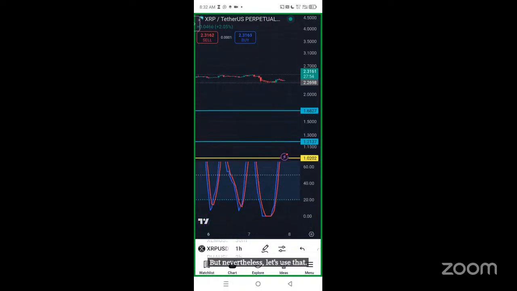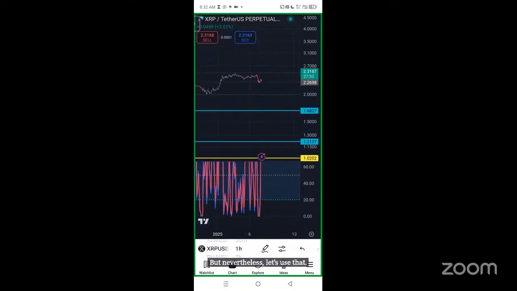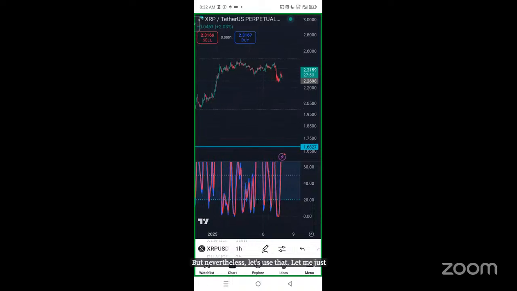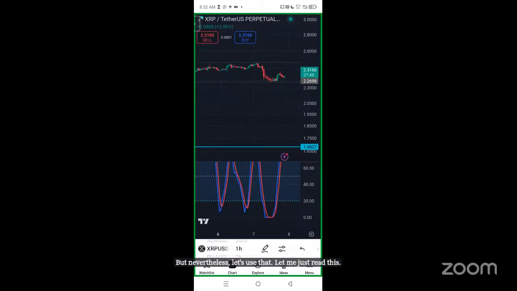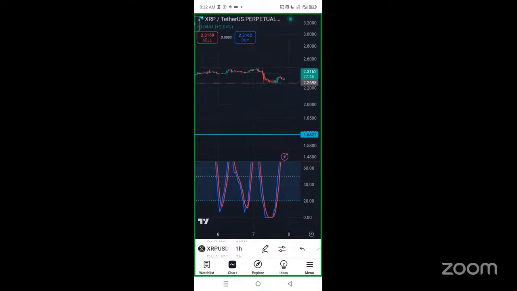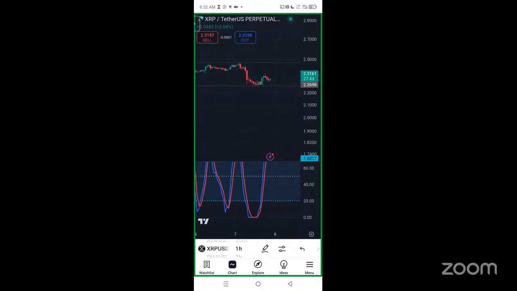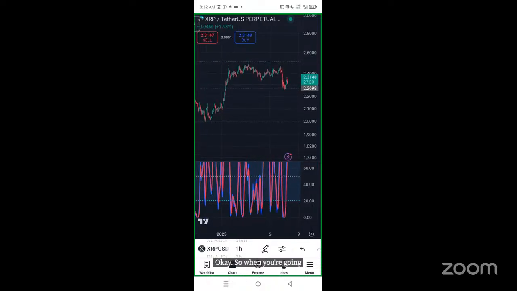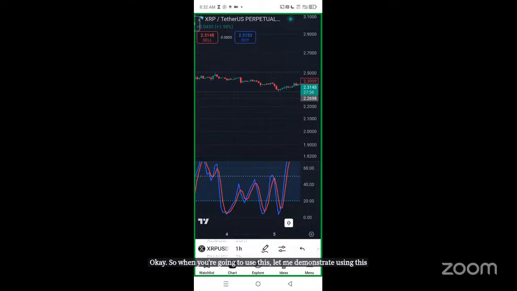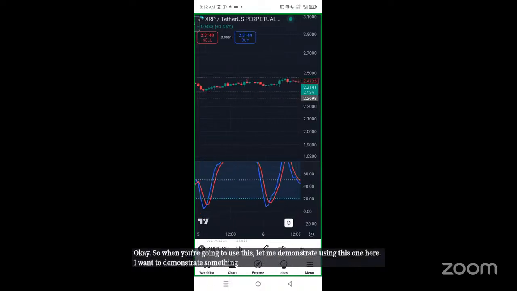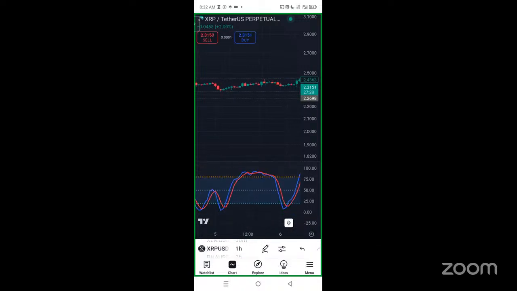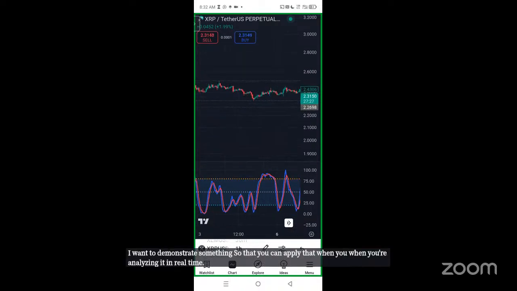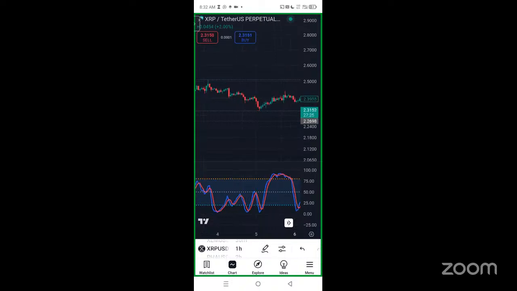Let me just use this. Okay. So when you're going to use this, let me demonstrate using this one. Here I want to demonstrate something so that you can apply that when you're analyzing it in real time. This is a 1 day time frame, right? That is a 1 day time frame.